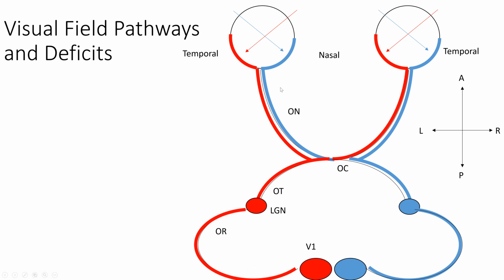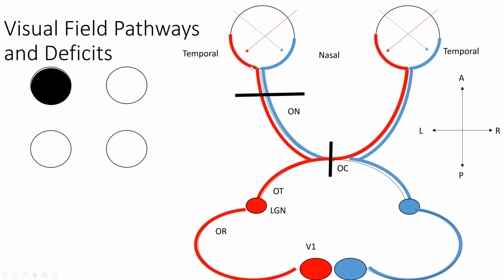All right, so if we take the schematic and use that to consider what kind of deficits we'll get at lesions at different sites. So if we take a lesion of an optic nerve, it's pretty straightforward. You're just going to lose all the information coming from that eye. So here you can see we have only our right eye still working.